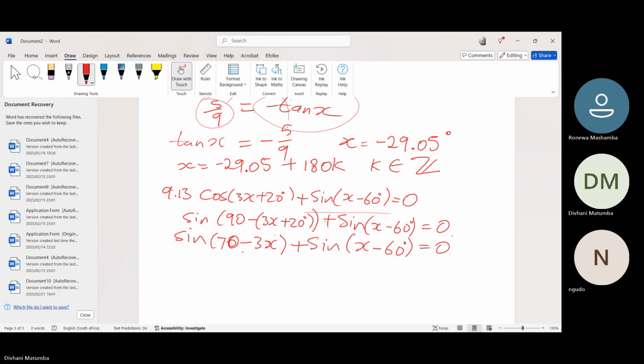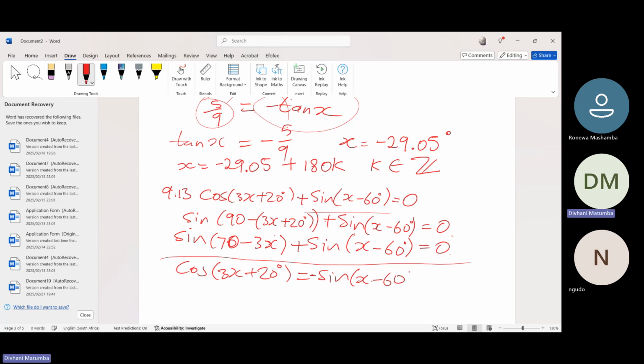Okay, so I'm just going to start where we were. So it's going to be cos of 3x plus 20 degrees is equals to the sine. It's actually a minus sine of x minus 60 degrees.